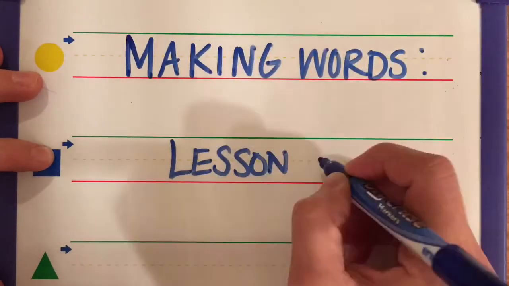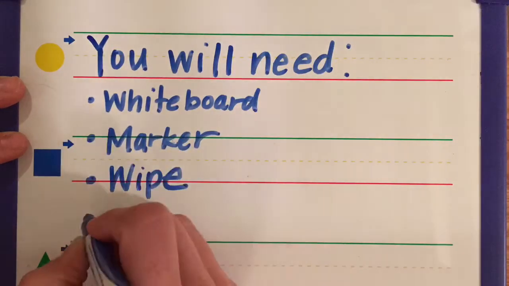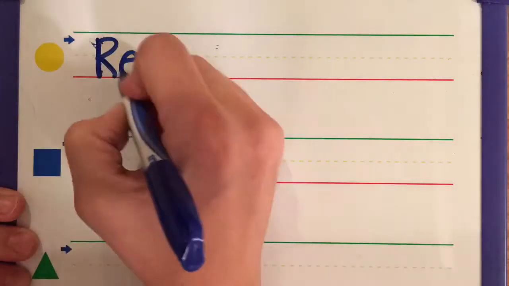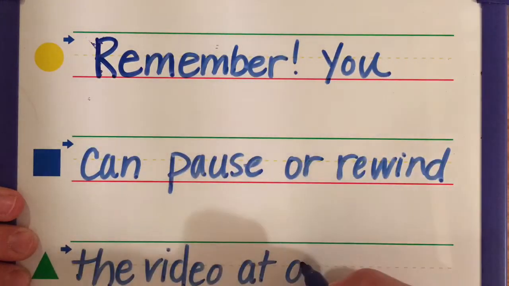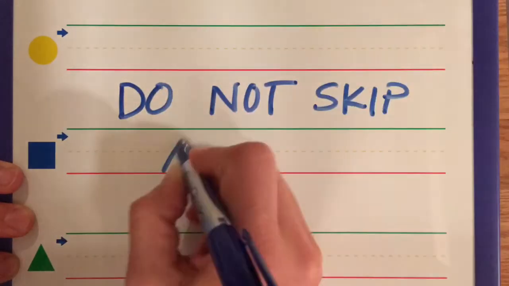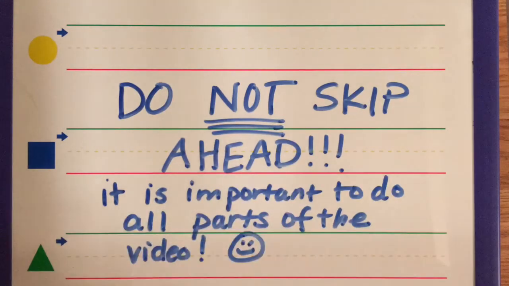Making words, lesson 2. You will need a whiteboard, a marker, a wipe, your paper, and your pencil. Remember, you can pause or rewind the video at any time. Please do not skip ahead. It's very important that you do all parts of the video.